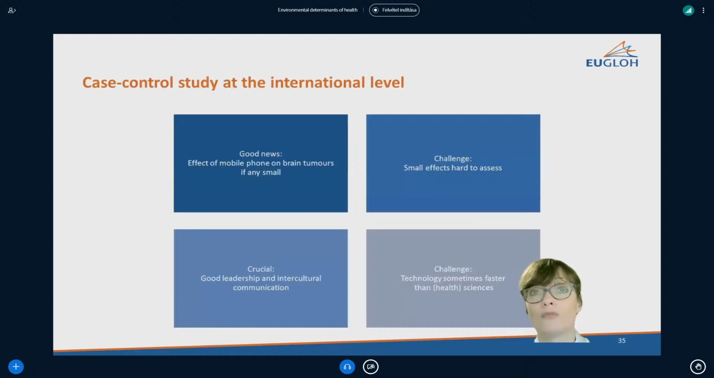So what can we learn from this study? Well, we learned another design, and the good news is, if there is an effect of mobile phone use on brain tumors, at least in the classical way of using it by holding it close to your head, it must be rather small. Such small effects are very hard to assess in epidemiological studies.